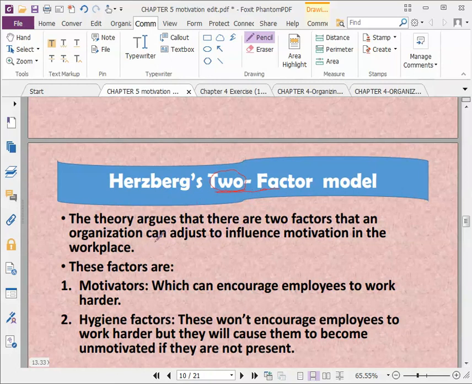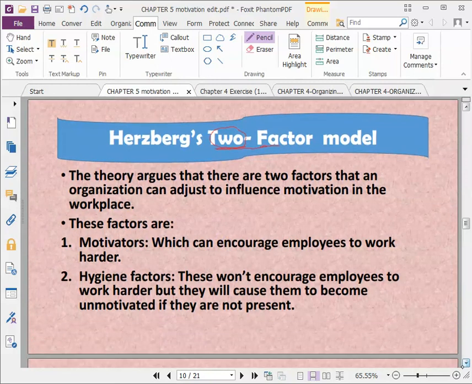workplace. So kalau ada dua perkara ni, it will encourage the people to be motivated in their work. So kena ada dua factor. The first one is motivators, which can encourage employees to work harder.